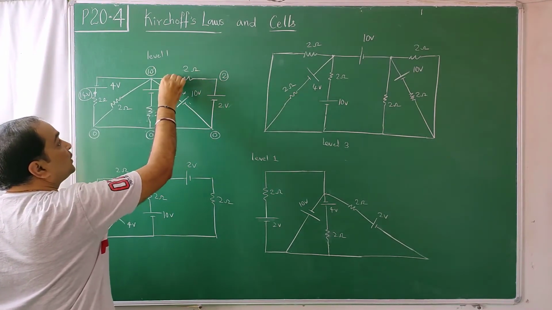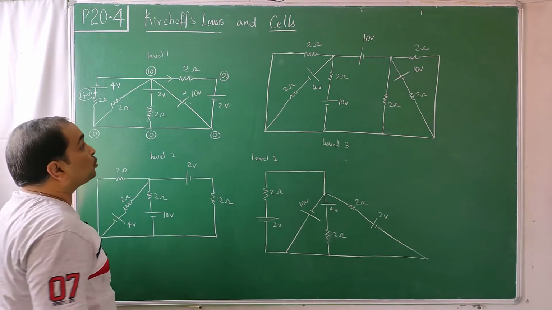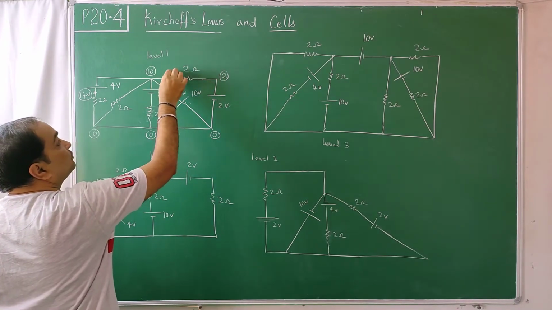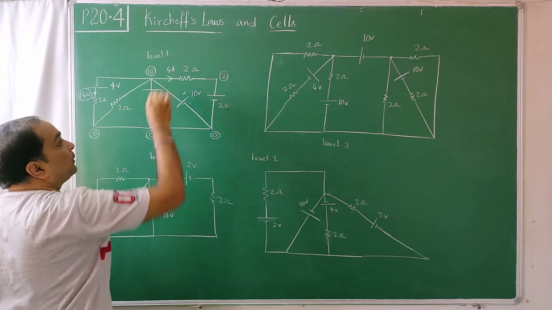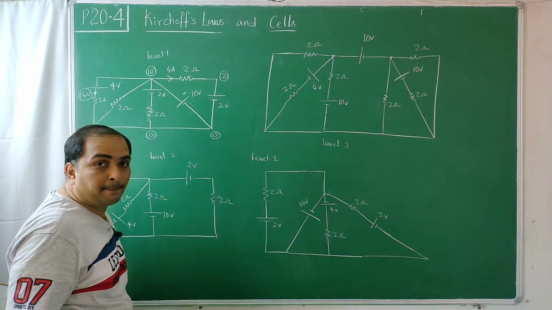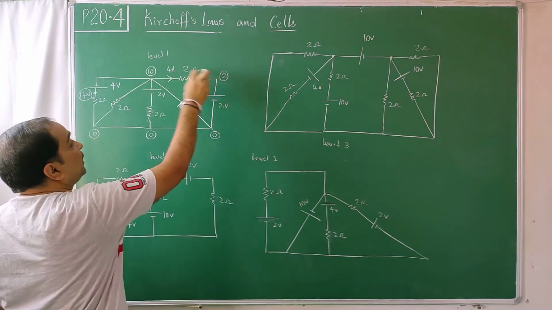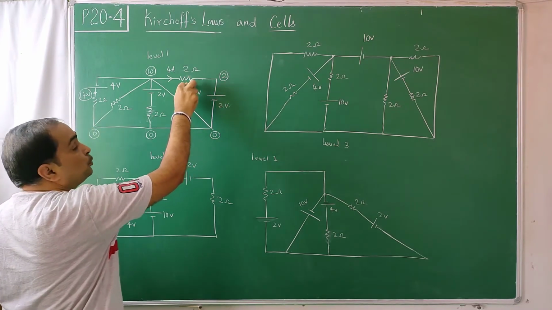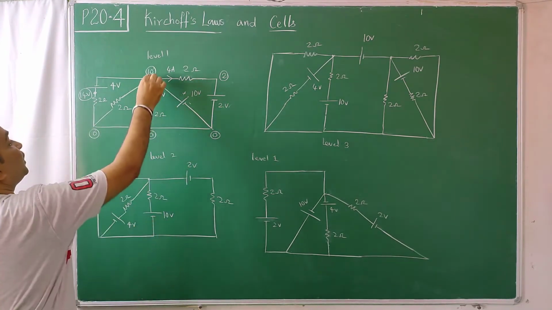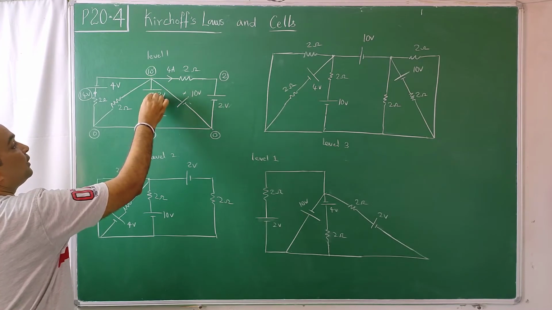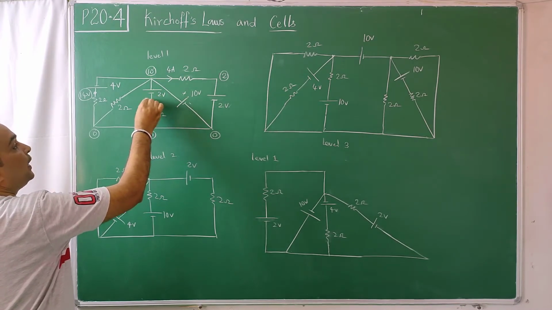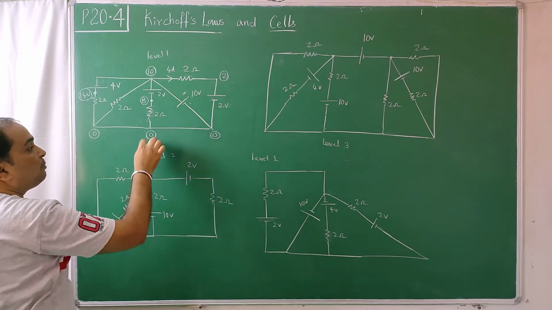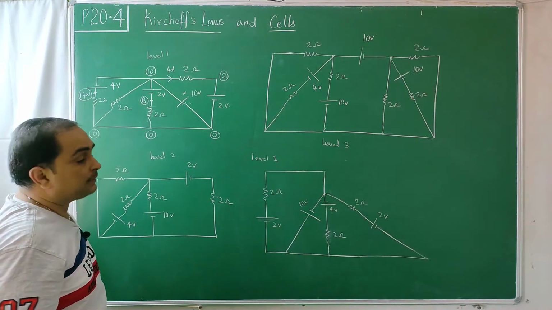So current will flow like this. 10 minus 2 by 2. 8 by 2, so 4 amperes. 10 minus 2, potential difference is 8, by 2. Similarly, if you are coming like this from 10, there is a drop of 2. So this should be 8 volts. 8 minus 0, 8 by 2.